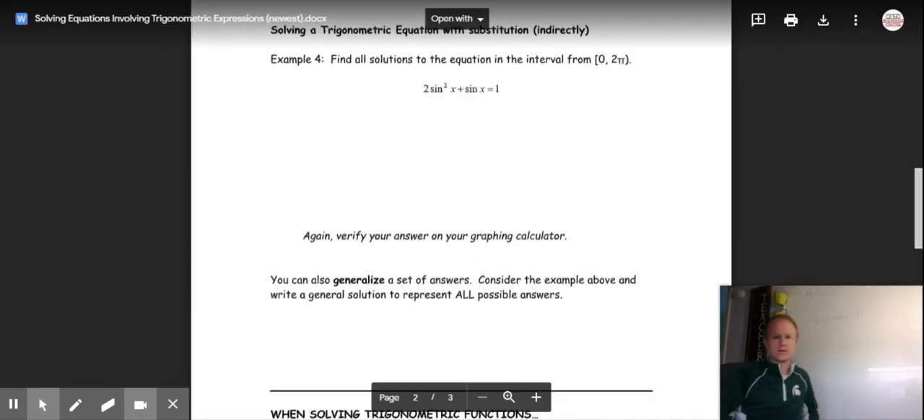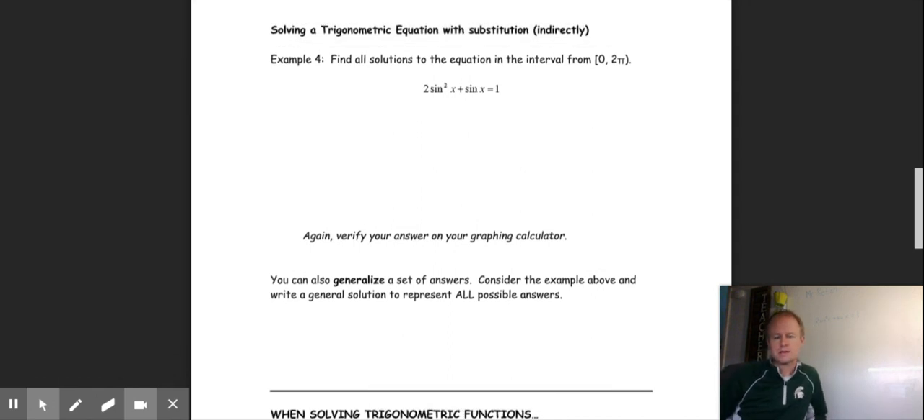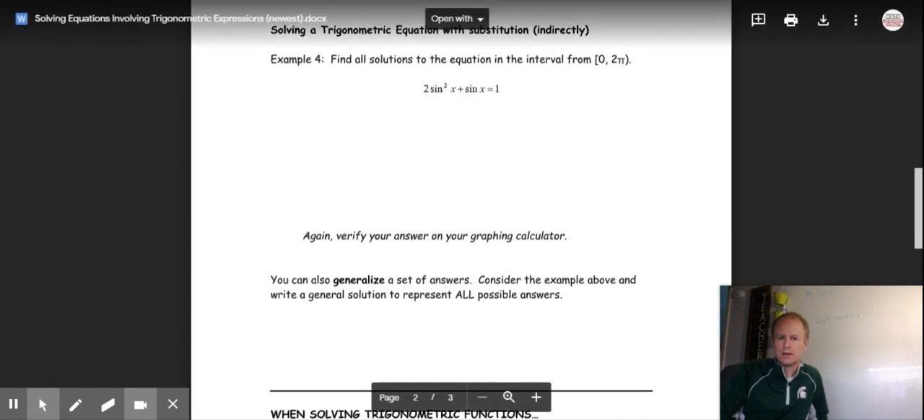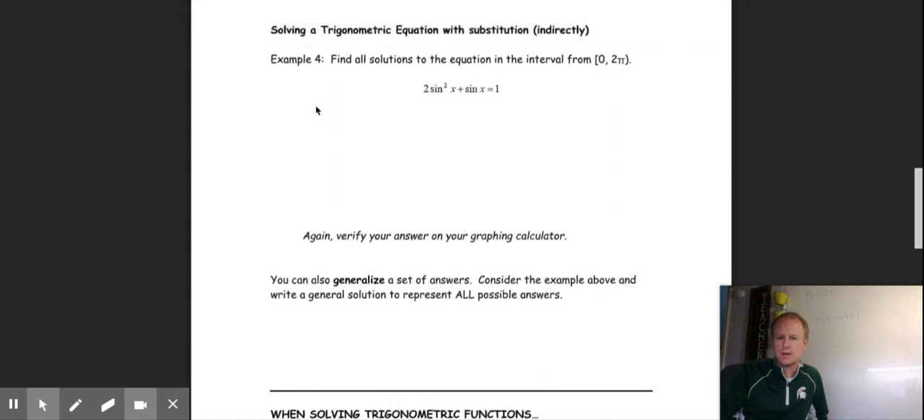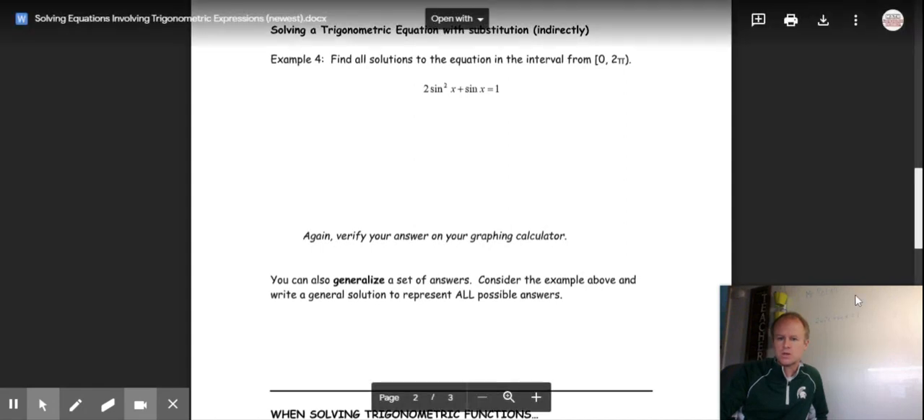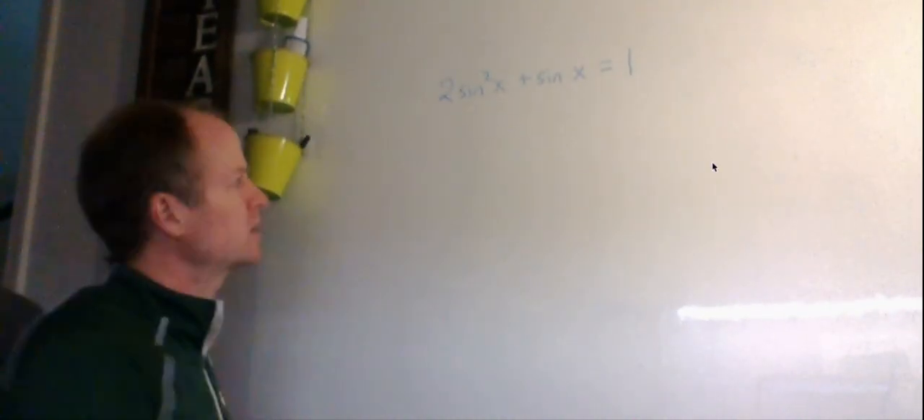All right, this next example, it says on your notes example 4. I just realized that's because I deleted an example that involved trig identities. But anyway, this fourth example is one where it's called solving indirectly. So what we're going to do is we're going to solve this quadratic by kind of just renaming things.